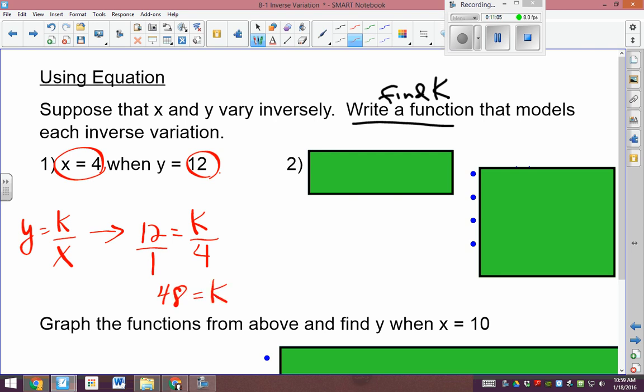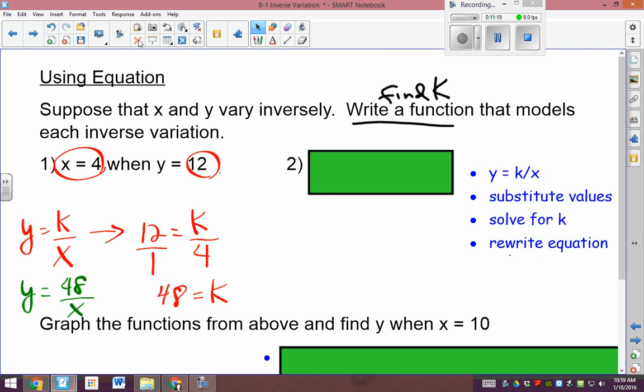So we have to rewrite it using our new k. So y equals 48 over x. There's our model. I didn't cover my steps over here, but that's okay. Those are the steps: write y equals k over x, substitute the value, solve for k, and rewrite it.